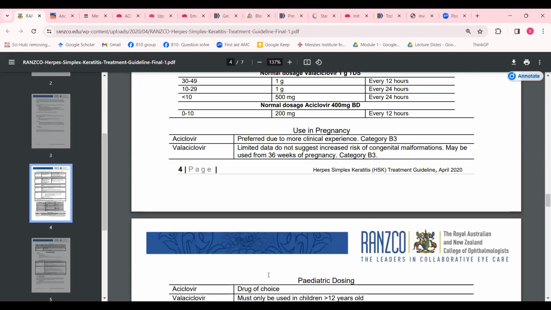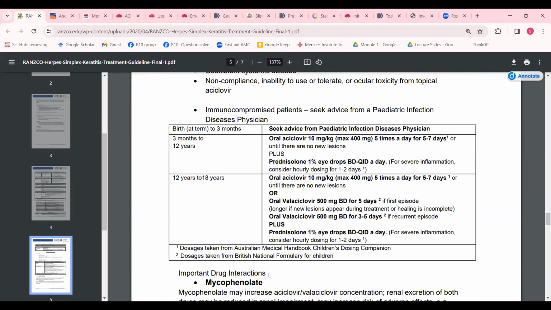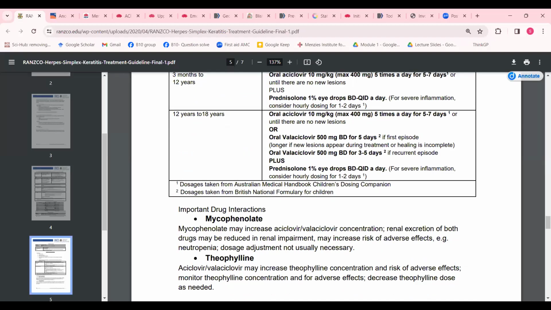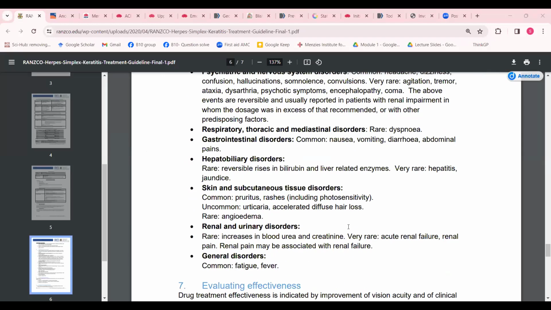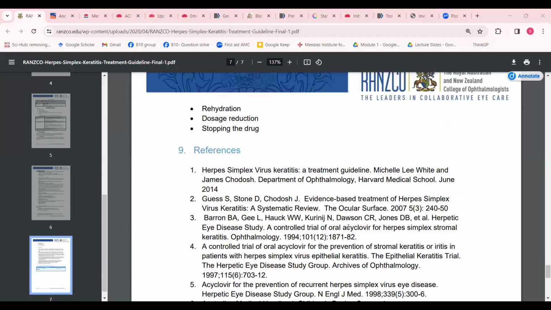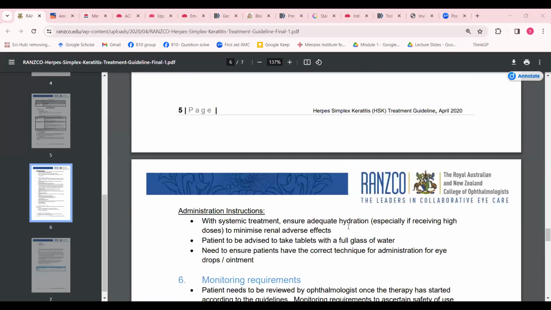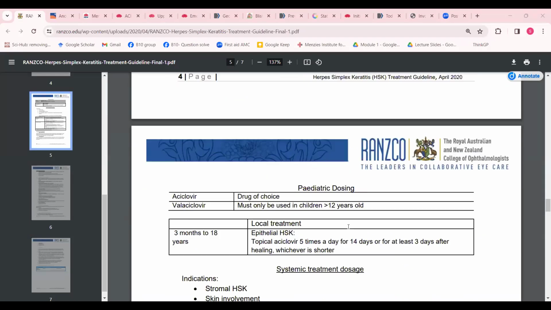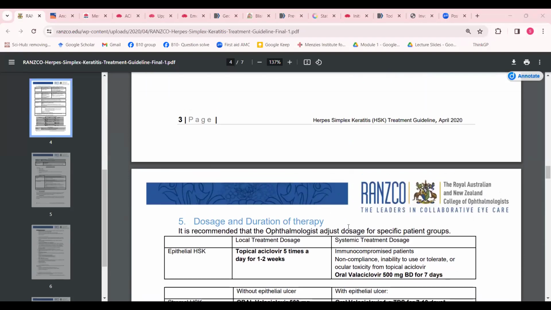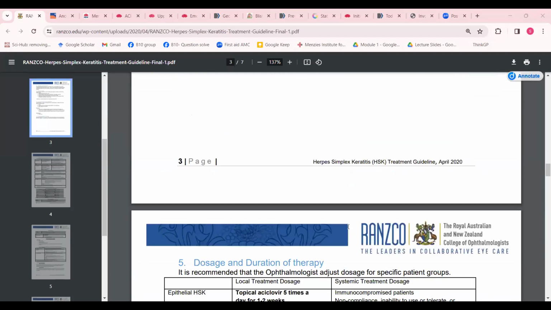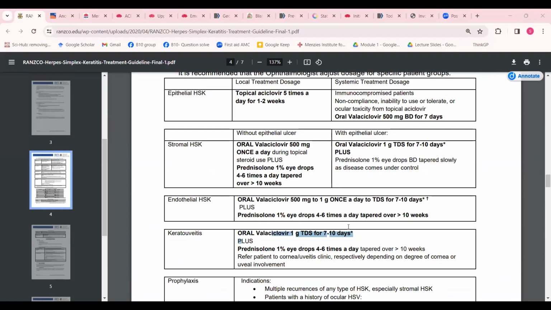This guideline also gives you the treatment and advice for pediatric patients, the doses and everything, but you don't need to worry too much about these things. For those of you who are interested, you can read around this. Even if you read, it won't take much time because it's a very concise and nicely given guideline. The nutshell here is that for herpes simplex keratitis, the management would be valacyclovir or acyclovir. That would be your take-home message today.